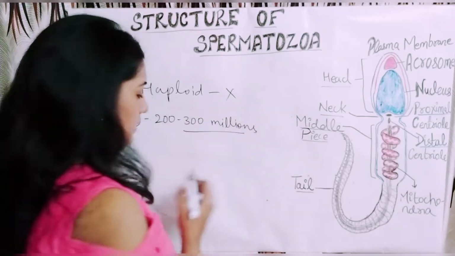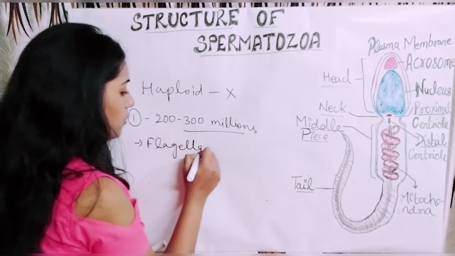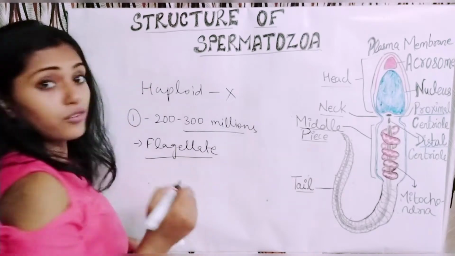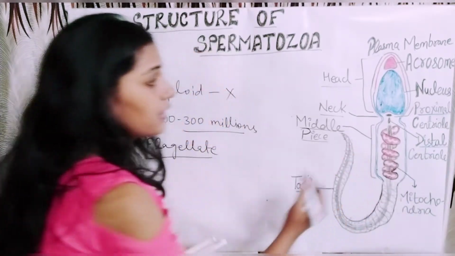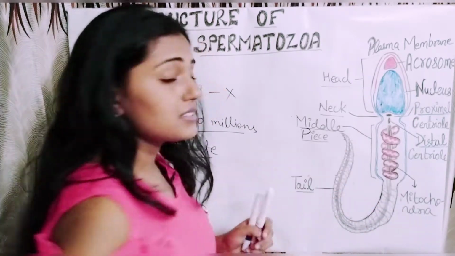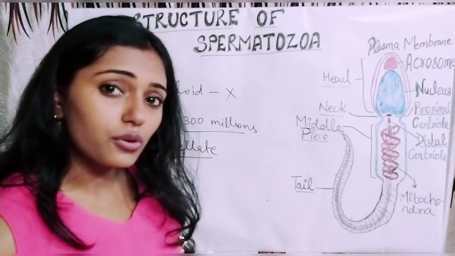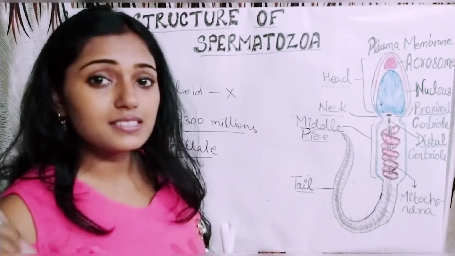It is flagellate. Okay, remember the word flagellate. Flagellate means it has a flagella for its movement. Okay, the spermatozoa tail is a flagella, and as we know, the spermatozoa moves with its tail.